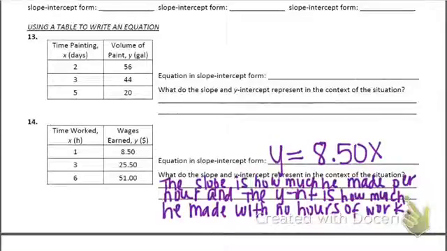Okay, so in this problem, we have the number of hours worked and the wages earned. The equation should have been 8.5x. No y-intercept. What does the slope represent? If I'm saying 8.5x, what does that mean? What is that slope? What's 8.50? How much he makes for each what? For each hour. Now there is no y-intercept. What does that mean? He starts at what? 0. Which should make sense, right? If he's paid at an hourly rate, will he get paid anything for working 0 hours? Okay.